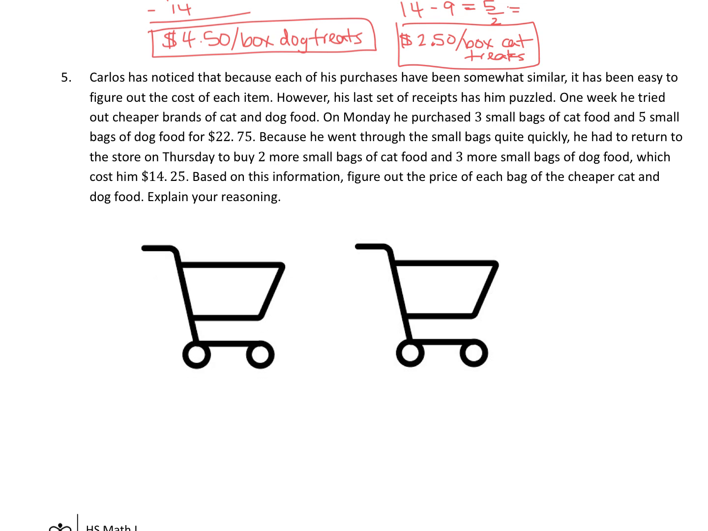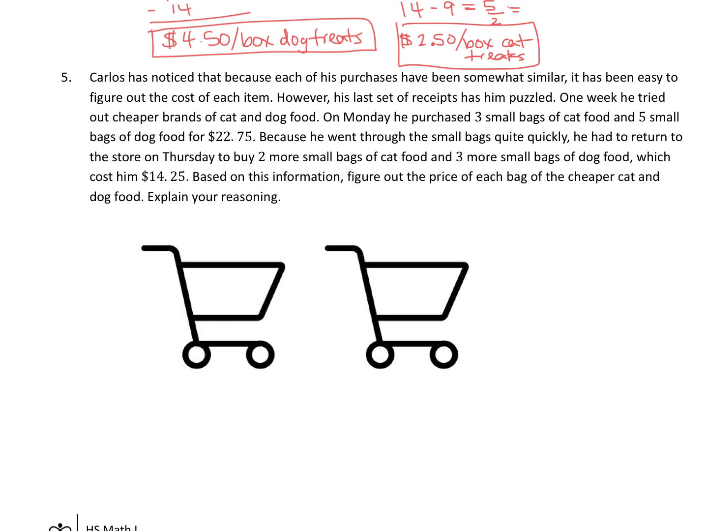And we're going to lock those in place so they don't move. And let's add in our information. So on Monday, he purchased 3 small bags of cat food and 5 bags of dog food for $22.75. Okay, so let's write that into our first shopping cart.